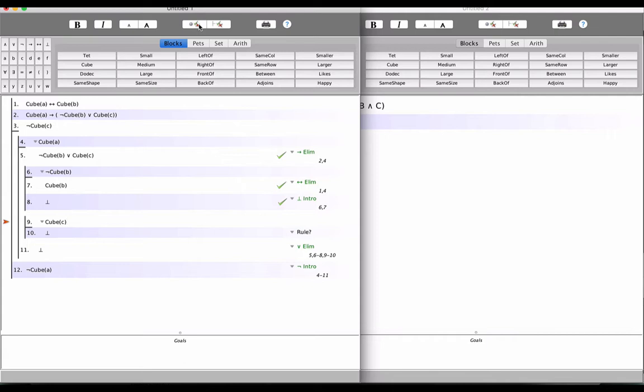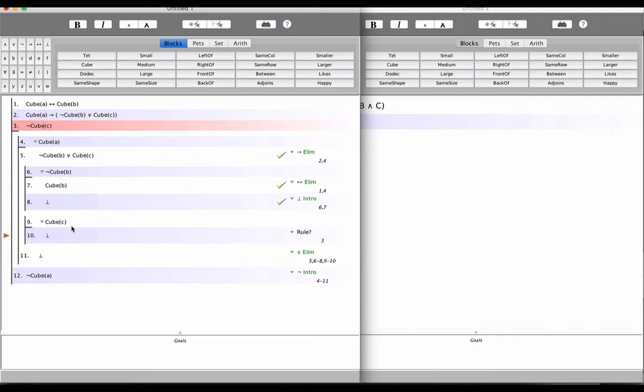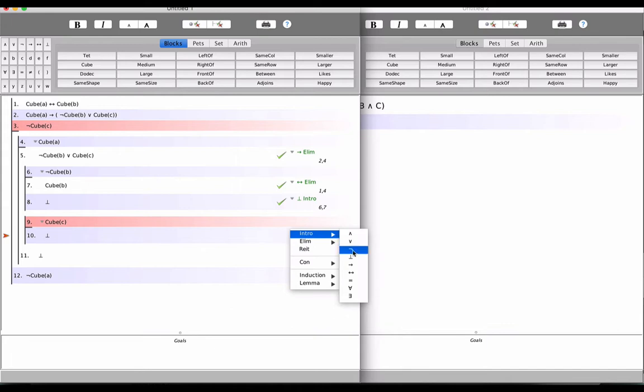C, and we notice that what we haven't used as yet is line 3, and lines 3 and 9 are contradictories. We assert the contradiction again by way of contradiction intro, and we check our step.